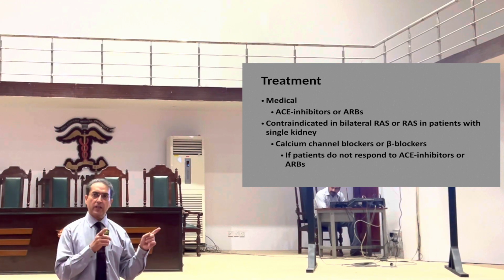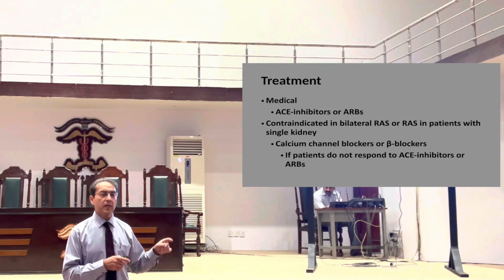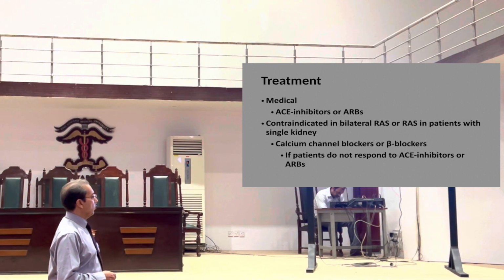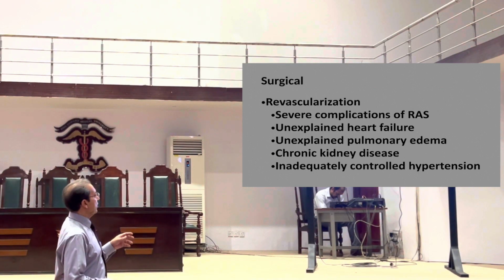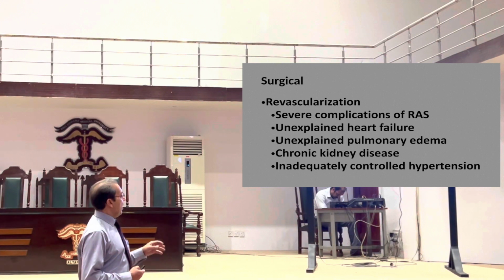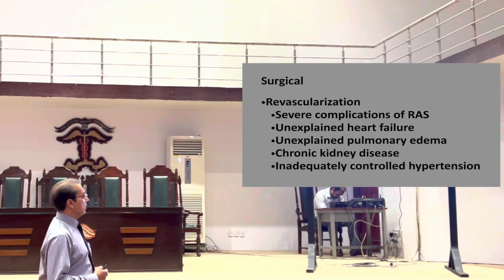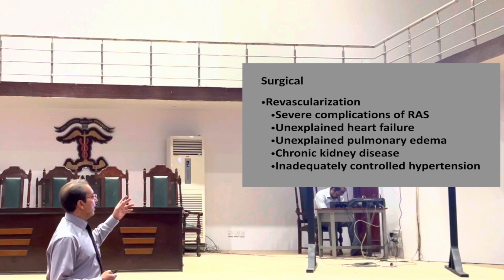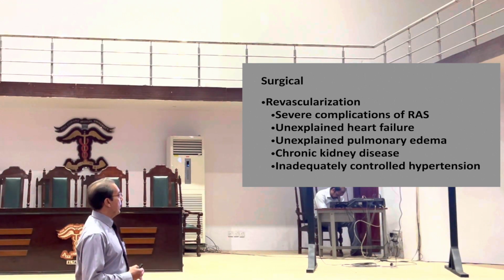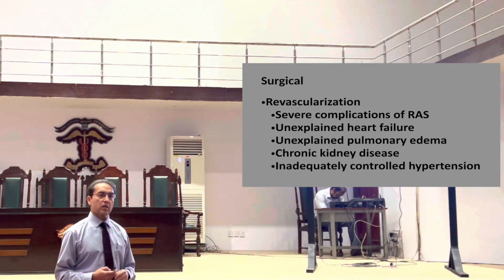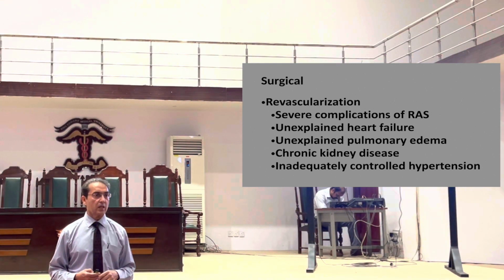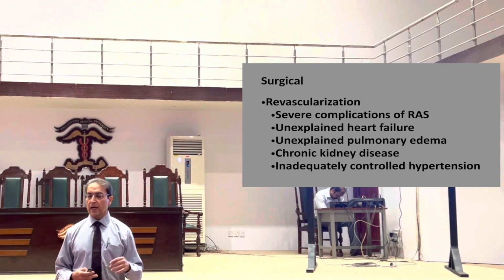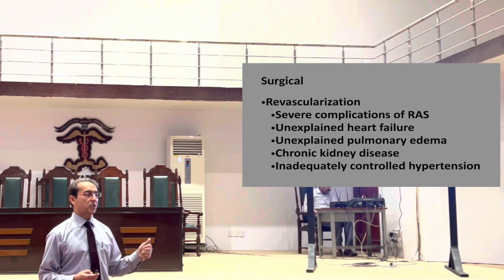Or if patient has only one kidney but that is stenosed, don't start these RAS drugs. They are going to cause deterioration in renal function. You can choose calcium channel blockers or beta blockers. Surgical treatment is revascularization. If patient has severe complications of renal artery stenosis, there is unexplained heart failure, there are multiple episodes of unexplained pulmonary edema, patient has unexplained chronic kidney disease, and the blood pressure is not being controlled on conventional drugs, you think of renal artery stenosis and you may go for surgical treatment.